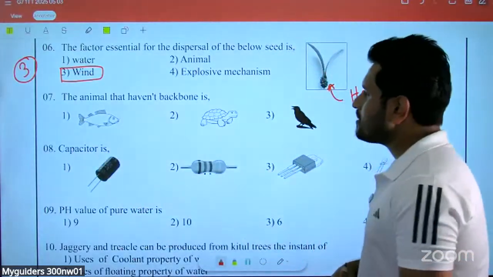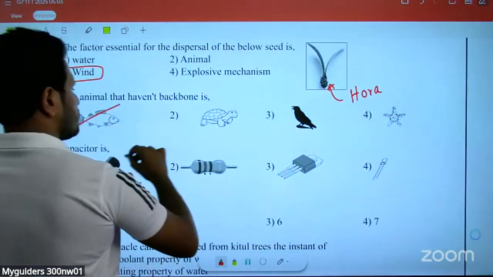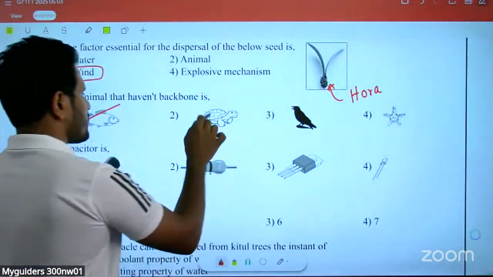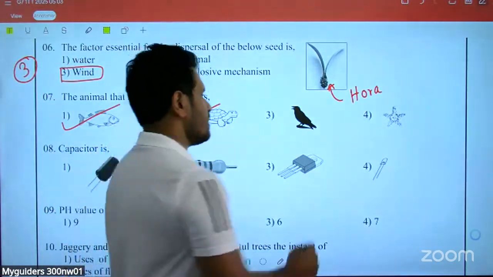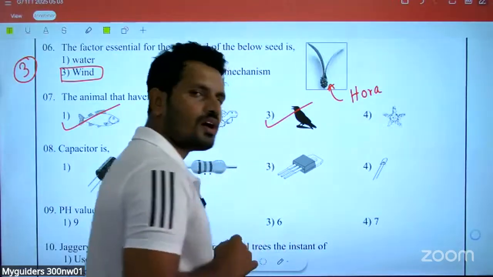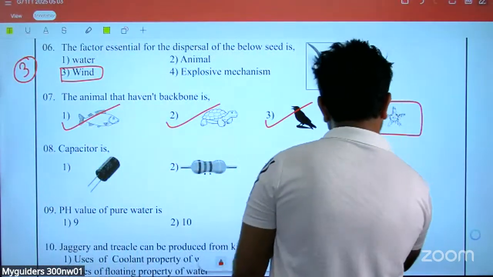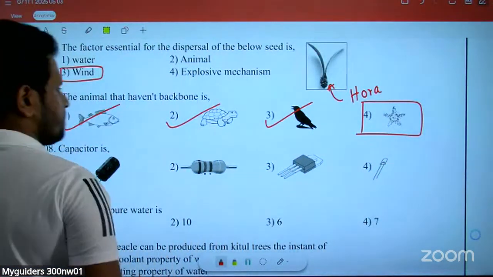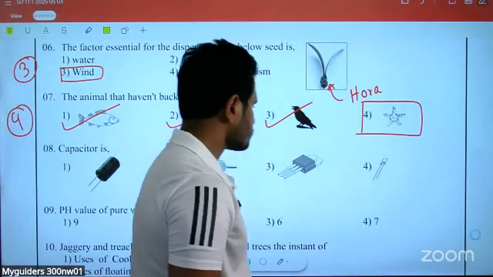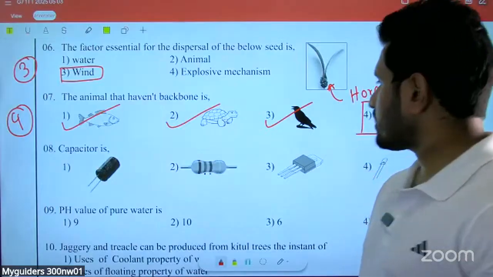So, the fish is having a backbone, right? This organism, tortoise, having a backbone, being a reptile. Always having a backbone for a bird. Then finally, starfish without a backbone. So, no backbone you can observe here. Right, next one.